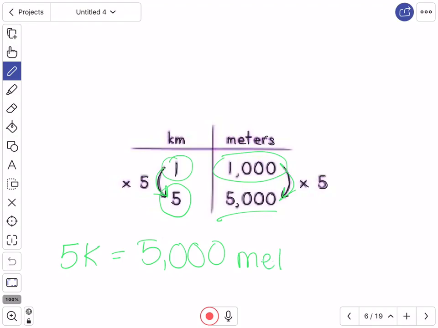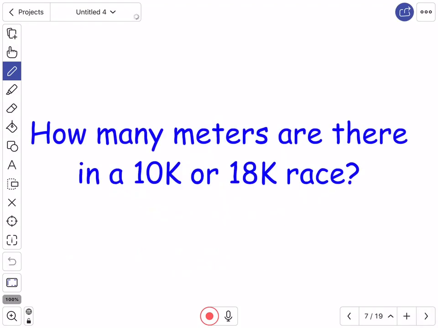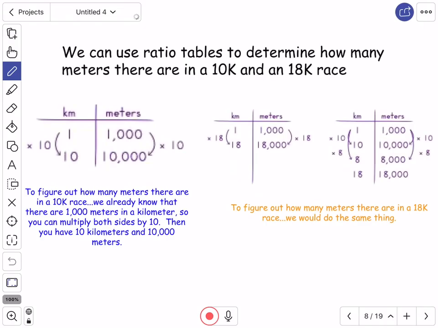So a 5K equals 5,000 meters. Moving on. How many meters are there in a 10K or in an 18K race? Well, we can use ratio tables to determine how many meters there are in a 10K and an 18K race. So first of all, if we know that 1 kilometer equals 1,000 meters, then 10 kilometers must equal 10,000 meters.